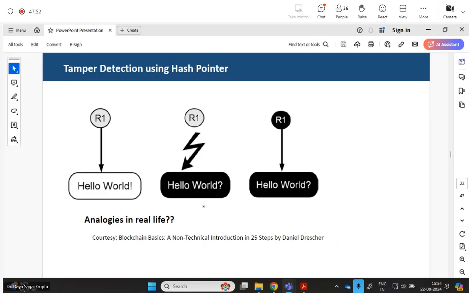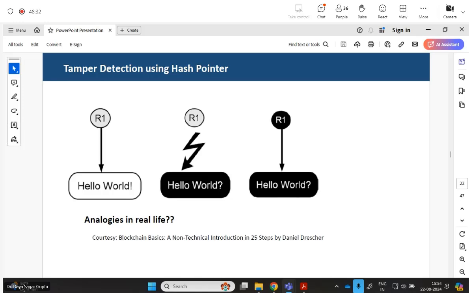So if some attacker tries to modify this value, obviously the stored hash value is not going to match. So what can the attacker do next? After changing this value, he also changes the hash value as well. Are you getting the point?